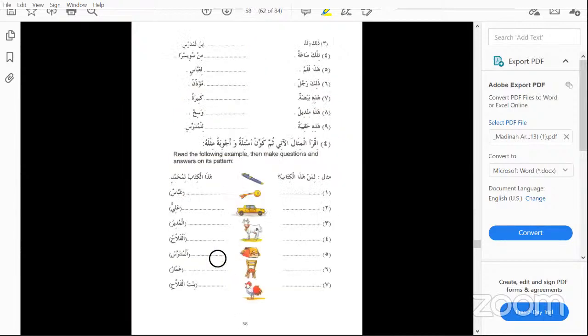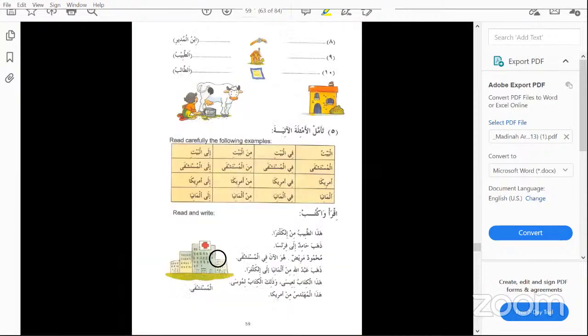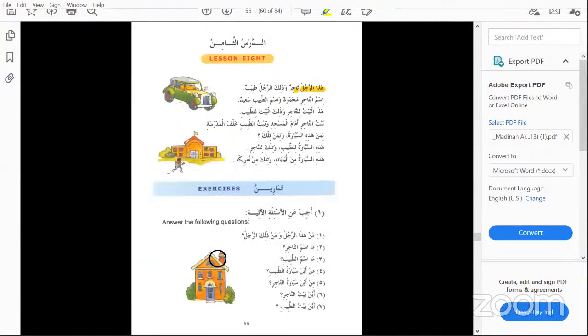The vocabulary, no, that's fine. The vocab is fine. You've done this lesson already, so it's revision we're doing. So I want you to now read the lesson and that will be it. Go ahead.